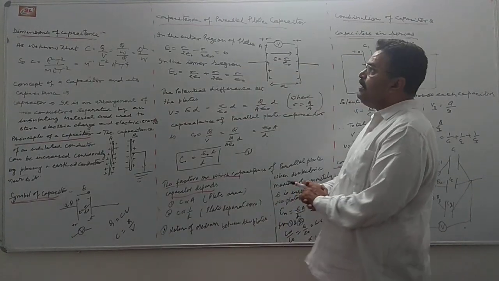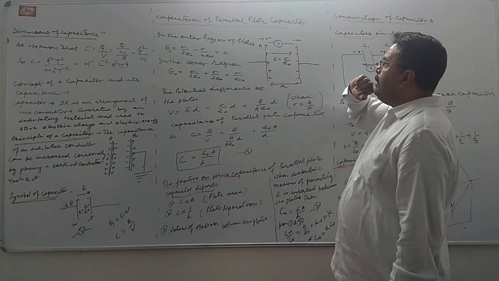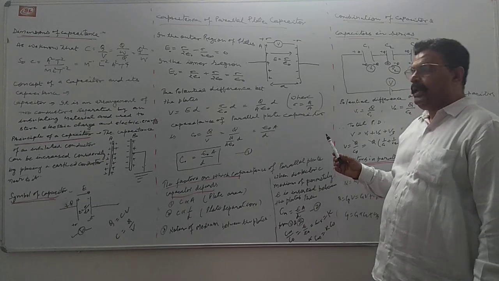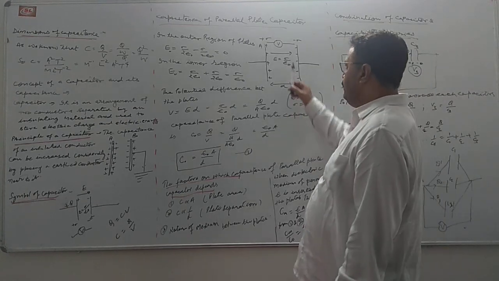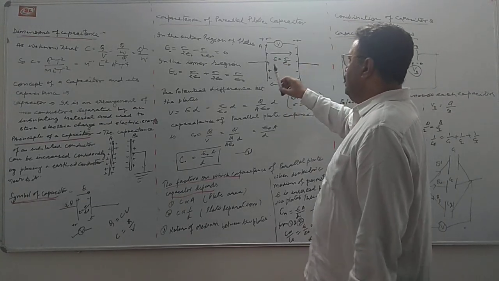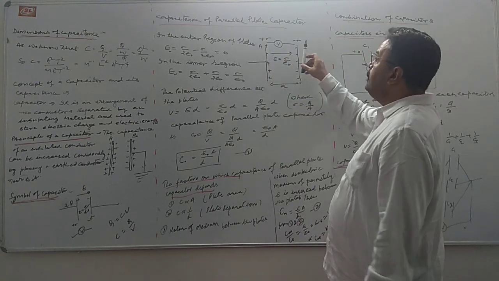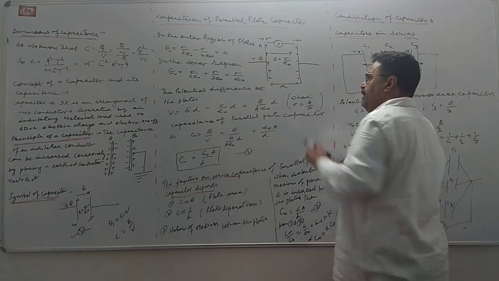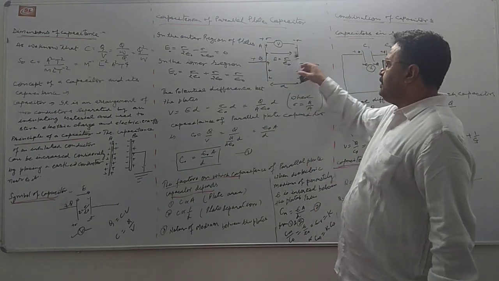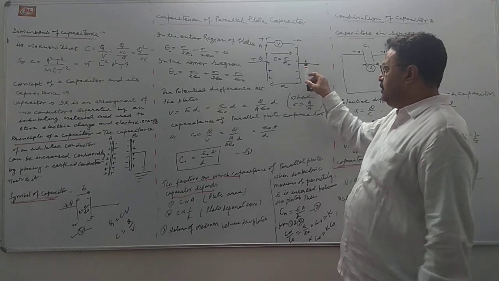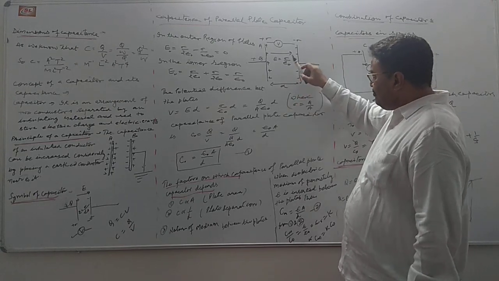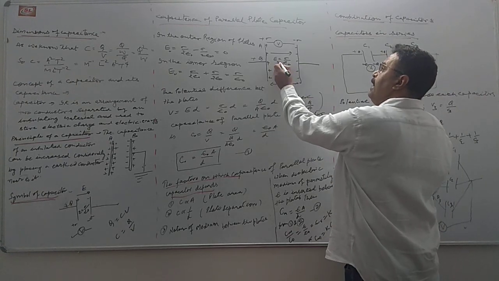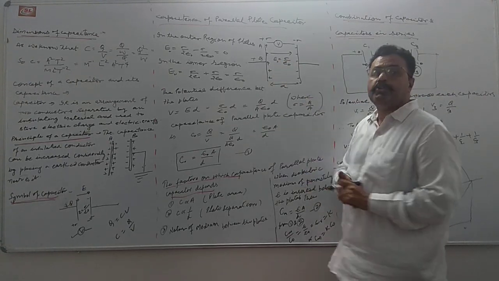Next we have the capacitance of a parallel plate capacitor. How do we find it? Given a parallel plate capacitor, this is plate A and this is plate B. Suppose +Q charge is given to plate A. Then due to the induction effect, negative charge is created on the nearby plate, and the electric field between these two plates can be taken as E naught, which is equal to sigma upon epsilon naught.